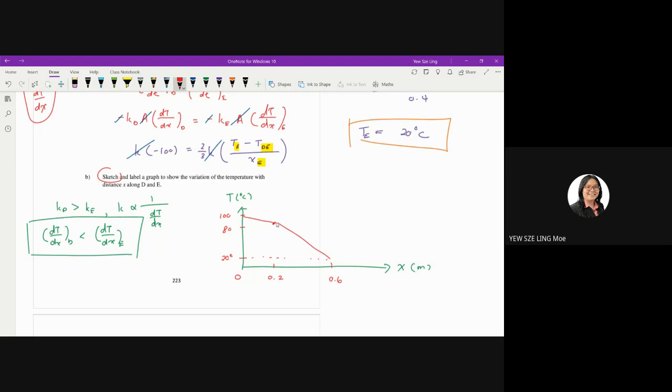You need to put a dotted line here to indicate the part for the different rods. From 100 degrees dropping to 80 degrees, which is from 0 until 0.2 meter, this is for your rod D. And then this is for rod E. As you can see, E is steeper compared to rod D. Of course, you don't need to put a dot here. I just put it here to show you the joint end.